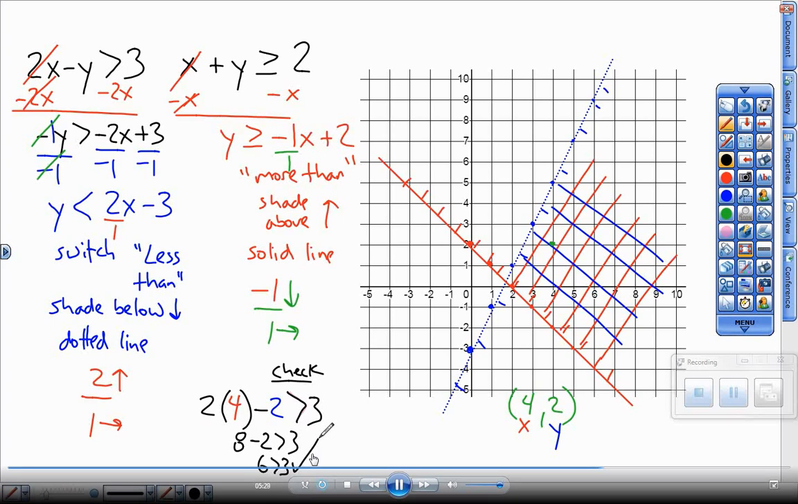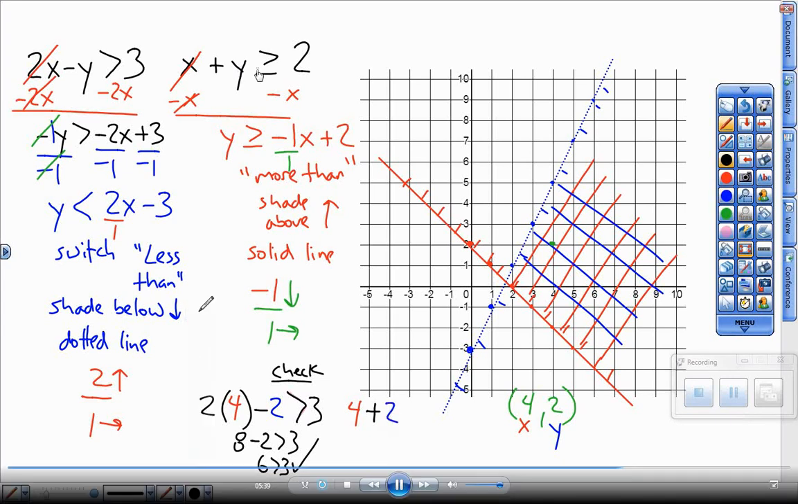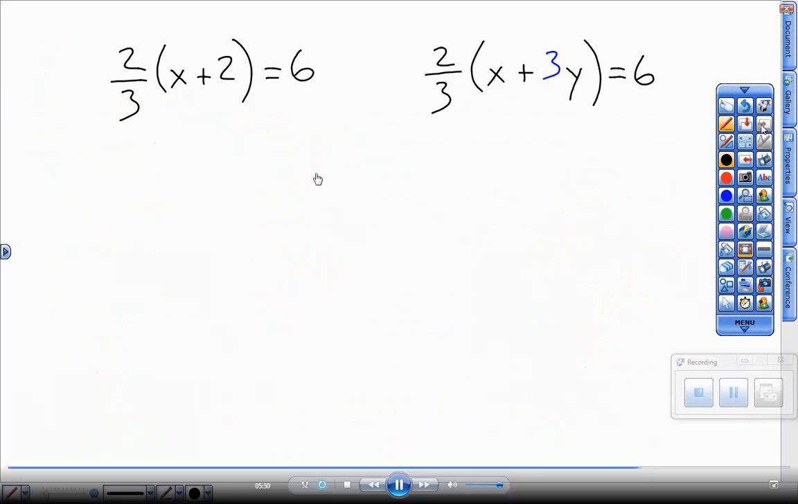True statement. And then plug in 4 and 2 into the second equation. 4 right here for X plus 2 for Y. Gives me a number more than or equal to 2. That gives me 6 more than 2. That is true. Yellow, yellow. All right, last one. Solving literal equations. One has plain old X, one has X and 3Y in it.